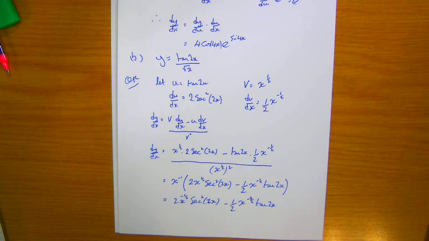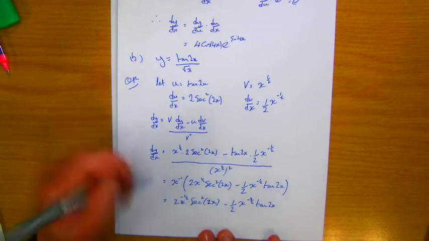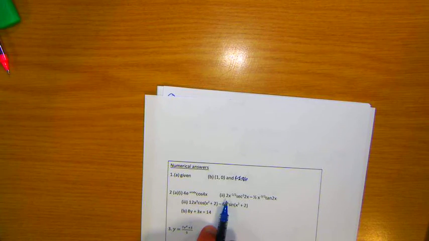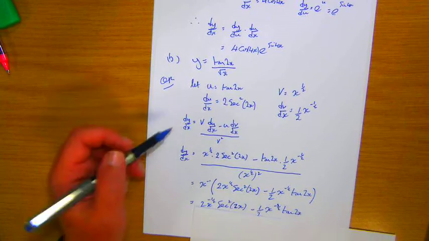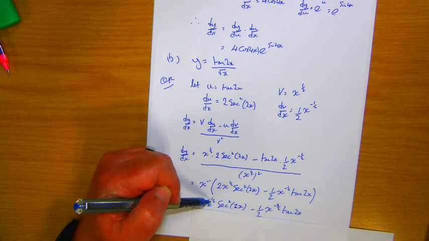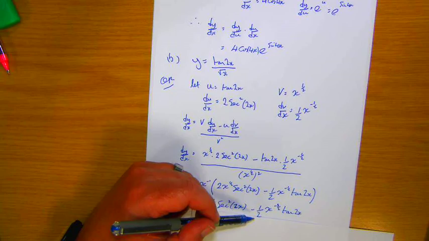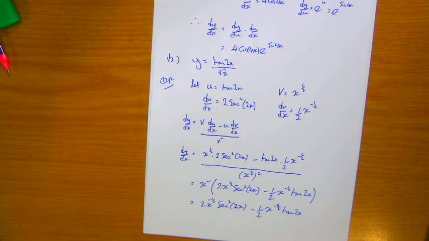And you could probably leave it like that, or you could multiply by 2 over 2, which would get rid of, what have I given the answer as? Let's have a look. So I got the half there, so I left it like this, 2 x to the minus a half sec squared 2x minus a half x to the minus 3 over 2 tan 2x. There we are. So that's as far as I've taken it, so that's fine.